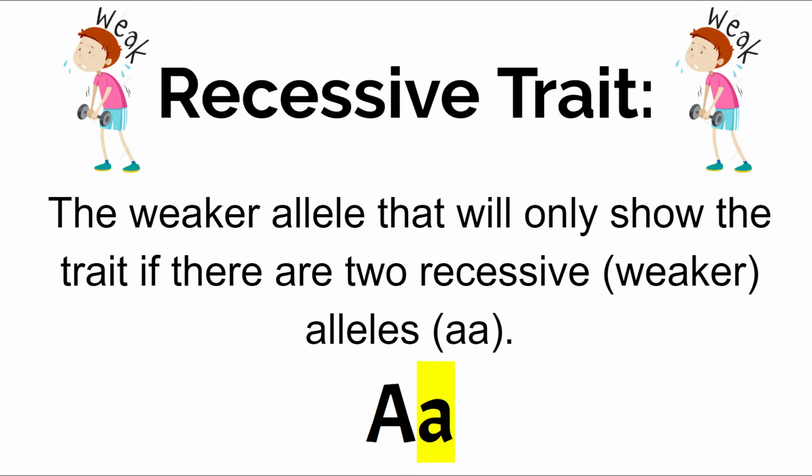Last but not least is the recessive trait. This is the weaker allele. And it will only show that trait if there are two of those recessive weaker alleles. So there would have to be two lowercase letters to possess that trait. In that case, we show a lowercase letter. Hence, that's why the little a is highlighted.